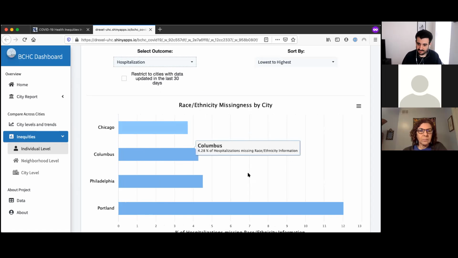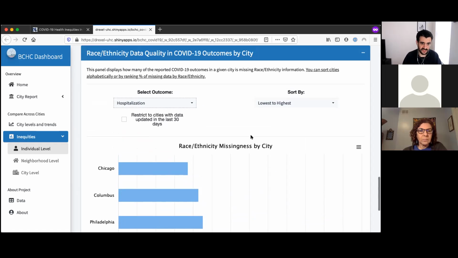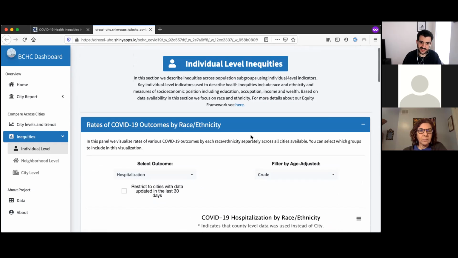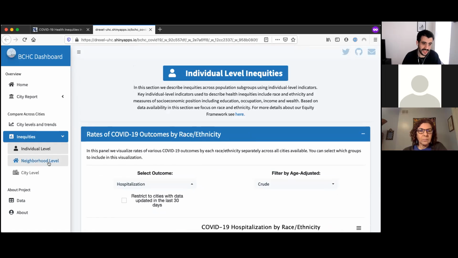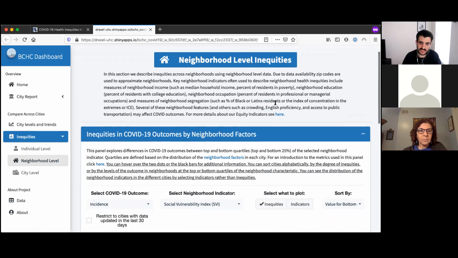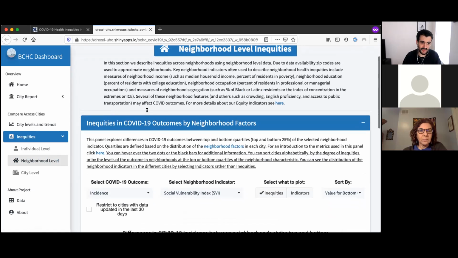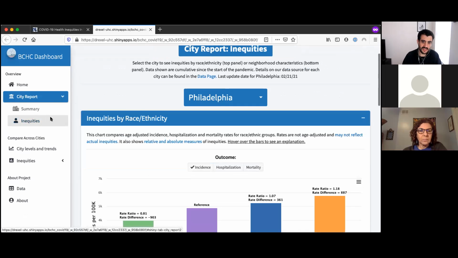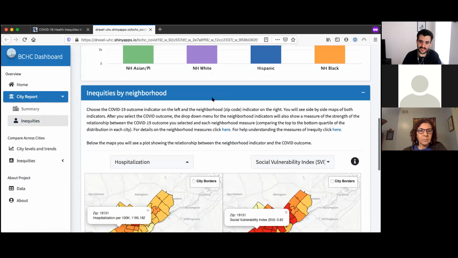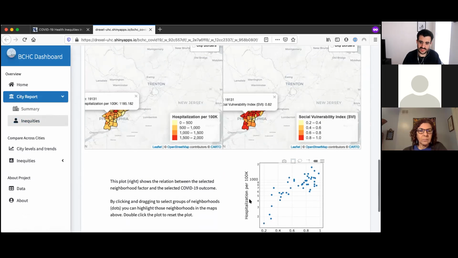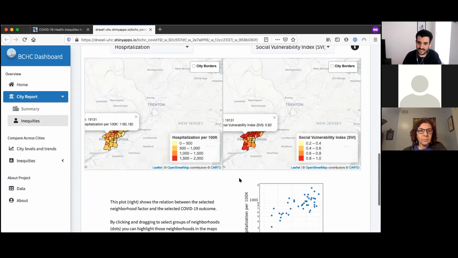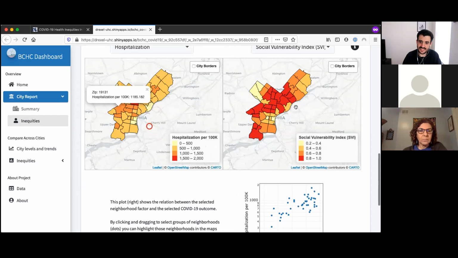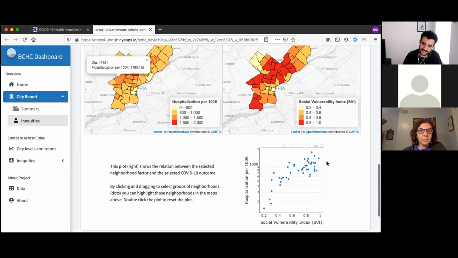Again, in the case of hospitalizations and mortality, these numbers are much, much lower, less than 12% in all cases. Now, that's the case for outcomes by race and ethnicity. We can also compare outcomes by neighborhood level variables. What we do in this part is, you may remember, let me go back for a second. You may remember that we were able to see how well certain indicators correlated with certain outcomes. In this case, we see that in Philadelphia, the social vulnerability index is highly correlated with the rate of hospitalizations in a given zip code, right? You can see that very well here, quite a straight line here.